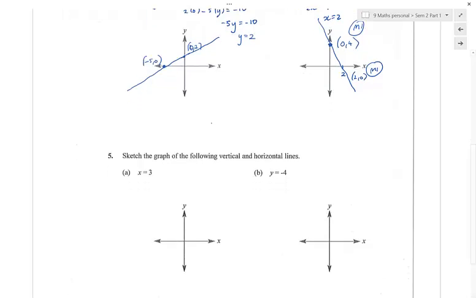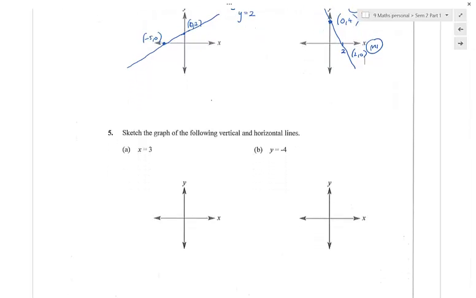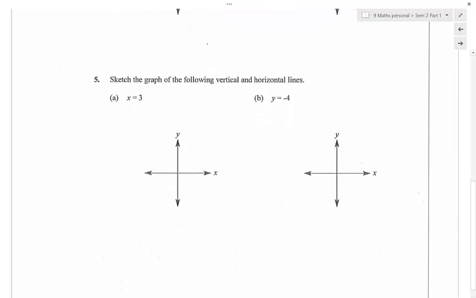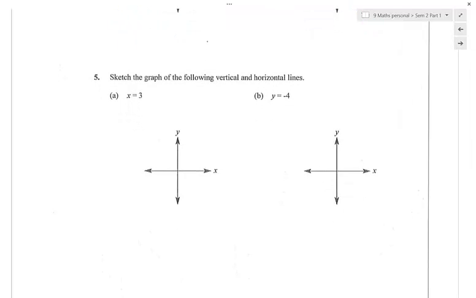And finally, this really sums linear up, doesn't it? Let's have a look at sketching vertical and horizontal lines. Would x equals 3 be a vertical line or a horizontal line? A vertical line. Very good. So we want to find x equals 3. What's the gradient of that line? Undefined. Undefined, very good, because it rises a lot, but it doesn't run anything.